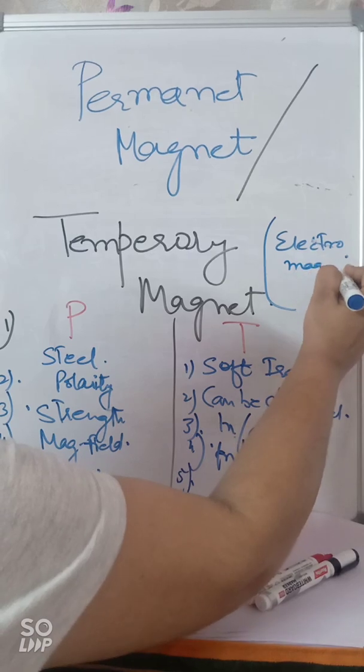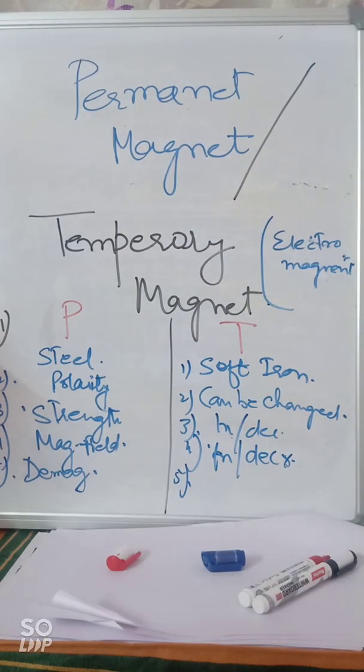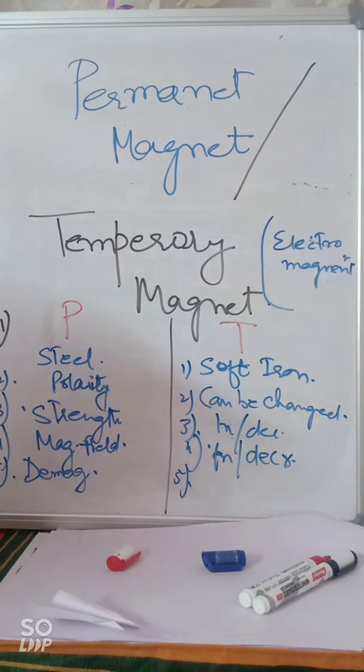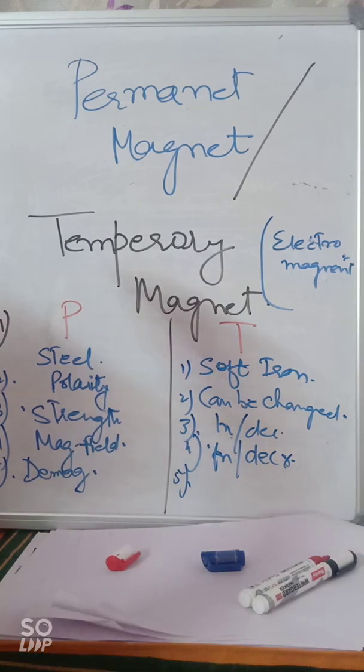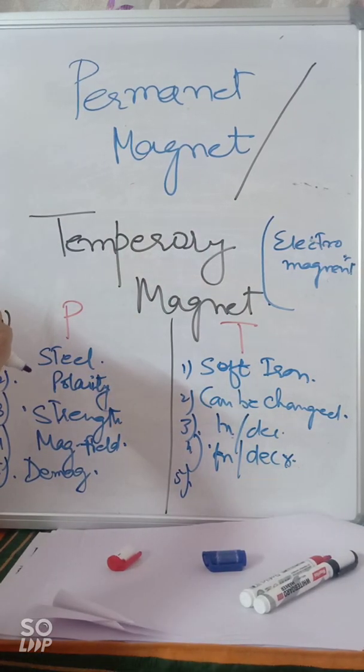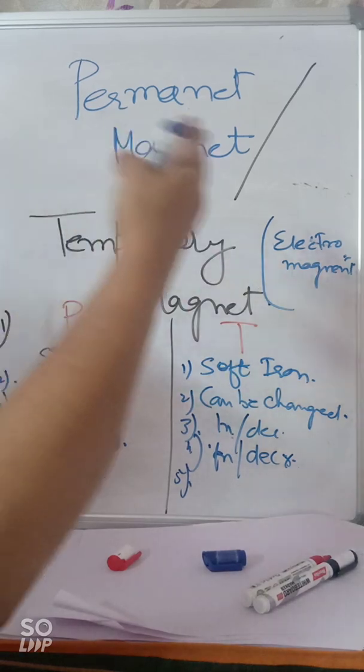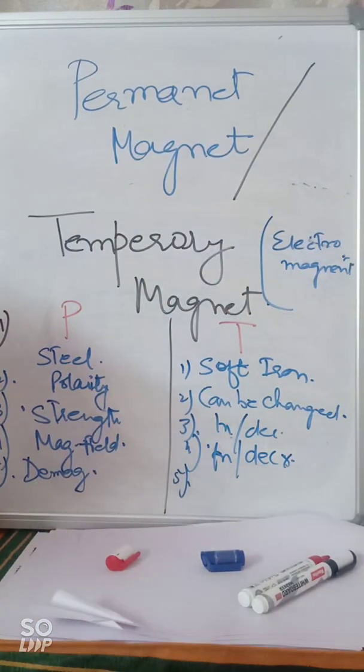It's a temporary magnet, right? So they may ask you the similarity or dissimilarity between a temporary magnet and a permanent magnet. Instead of temporary magnet, they can write electromagnet as well. So you need to understand it is actually one and the same thing.